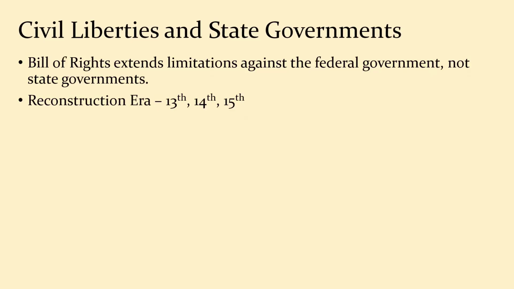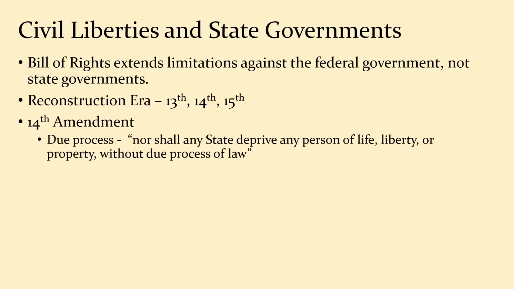Now look back at the 14th Amendment's reference to due process. It provides, nor shall any state deprive any person of life, liberty, or property without due process of law. What does that phrase mean, due process of law? There are several modules that will explore the significance and meaning of the phrase, but for now, what you should know is that the 14th Amendment's Due Process Clause is the reason why state and local governments are prevented from infringing on civil liberties, individual rights.